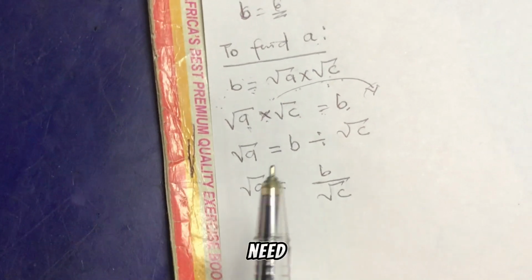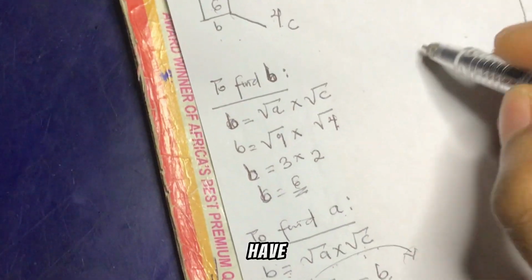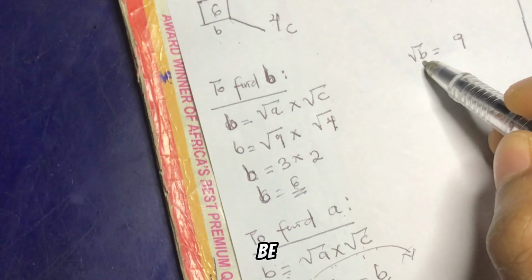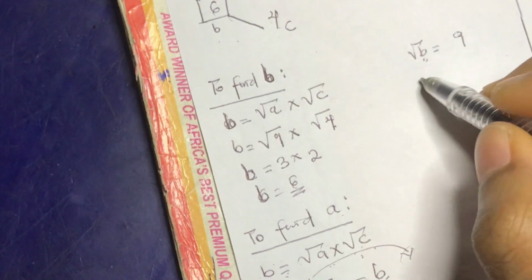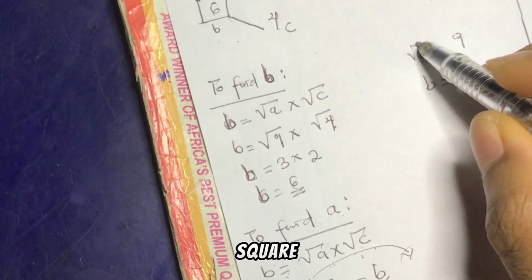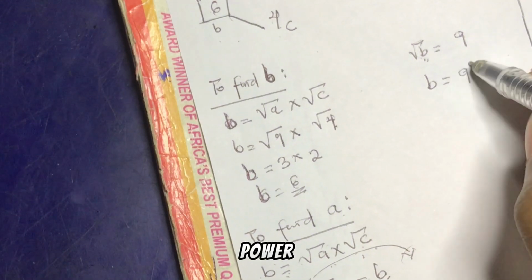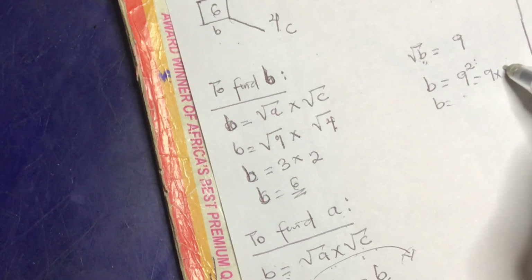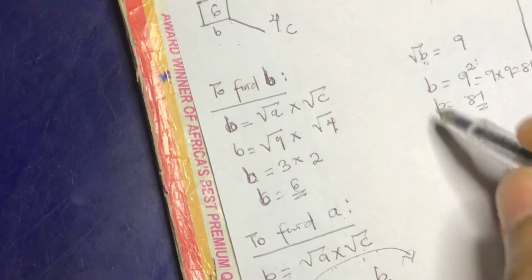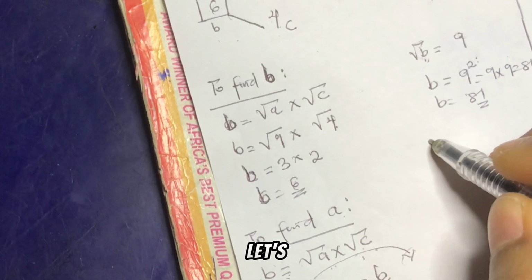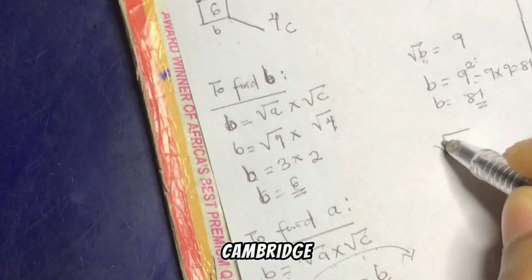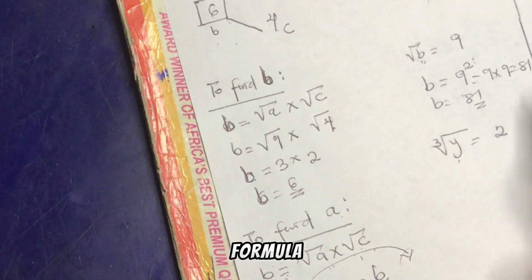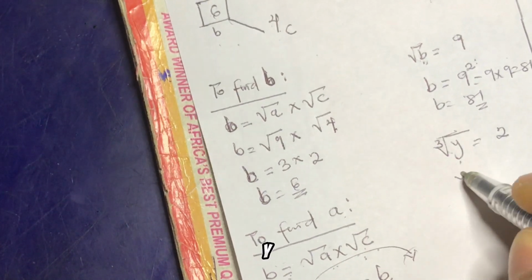So I need to divert a bit here. If I should have the square root of B equals 9, and I want B to be the subject of the formula, then B equals, if I am moving the square root sign to the other side of the equation, it changes to power of 2. So my B becomes 9 times 9. 9 power 2 is 9 times 9, which becomes 81. Another way to look at it is, if the cube root of y is 2, and I want to make y the subject of the formula, for us to eradicate this cube root, y equals 2 cubed.